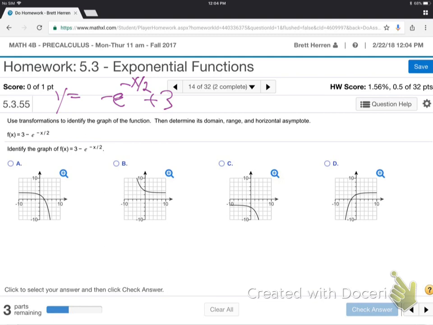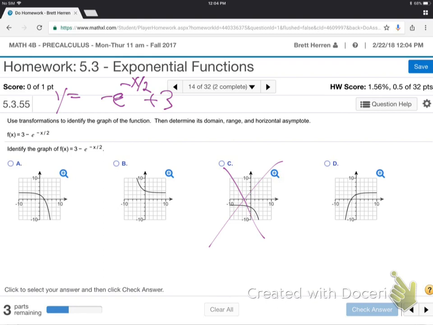So which ones of these has a flat asymptote at 3? Well, all of them except for C. C is the only one that flattens out somewhat negative. So it's not C. But the other ones look like they flatten out about 3, don't they? So the other ones are still in the race. A, B, and D are still in the race.